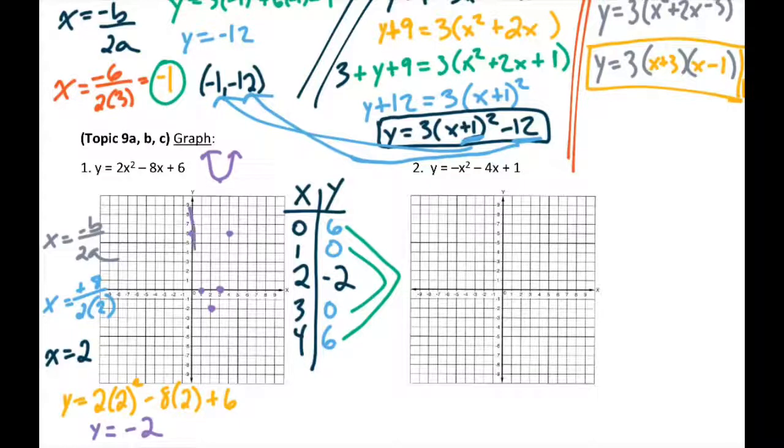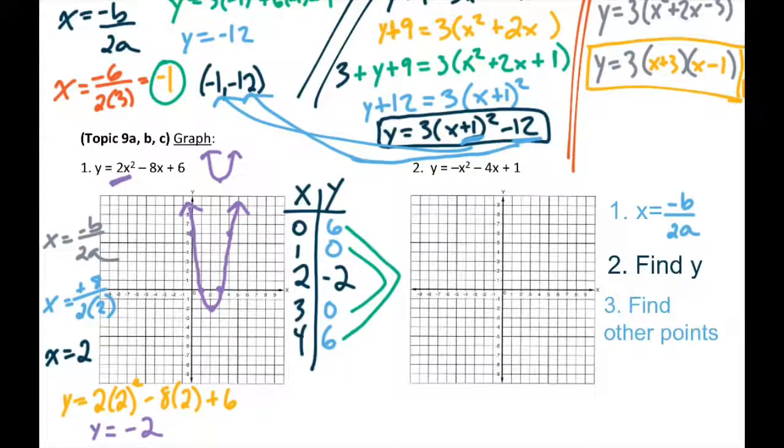And we connect the dots, and there is our pretty parabola, our U-shape. Notice how the 2 being in front makes it skinnier. It's stretched away from our parent function. It's taller. Now I want you to try number 2 here. So first step is to find the vertex. Then you plug in the x value and find y. And then you want to find some other points. So give it a shot.